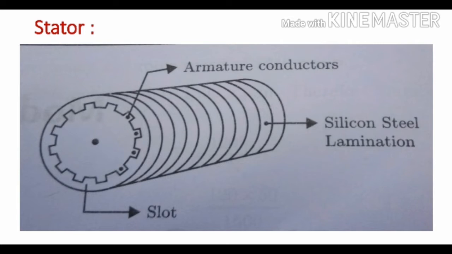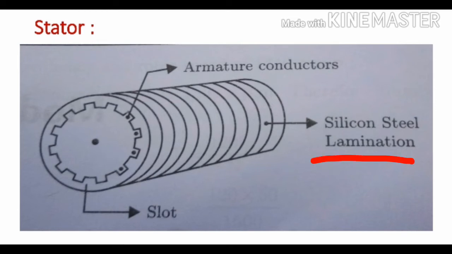A stator is a stationary part. It is having a stator core. A stator core is a hollow cylinder with slots cut on its inner periphery. In these slots on the inner periphery, the three-phase winding is placed. The three-phase winding may be connected in star or in delta.